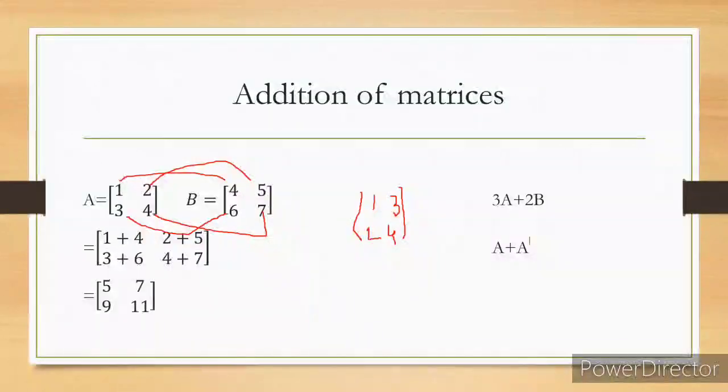3A plus 2B means you have to multiply here 3A and here 2B and add them together, which means for 3A you have to multiply each number enclosed inside the bracket with 3. Here you have to multiply these numbers with 2.